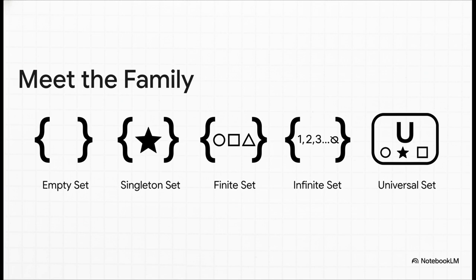A finite set is one you could eventually count, even if it's a huge number. And its opposite, of course, is the infinite set, which just goes on forever, like the set of all numbers. And finally, the big boss, the universal set. Think of it as the container that holds all the elements we care about for a specific problem.